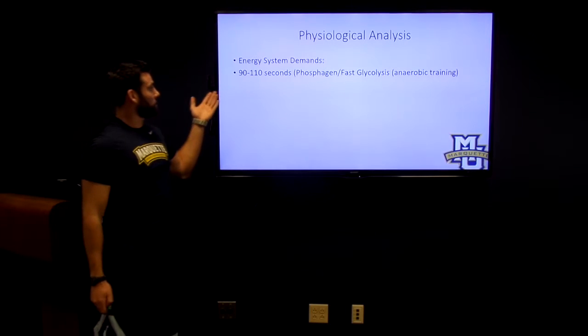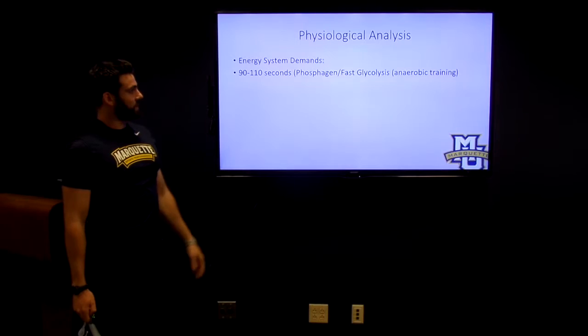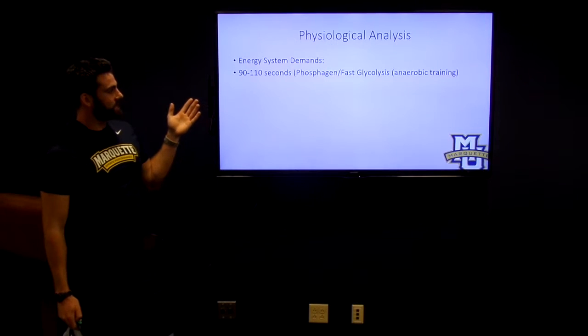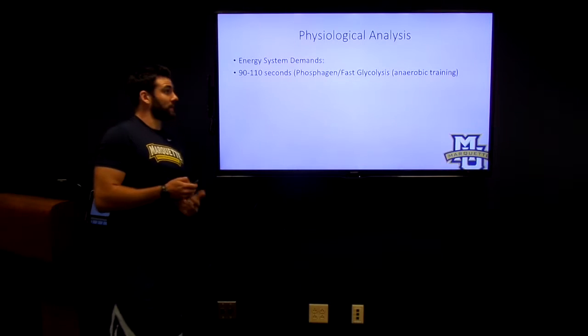So like I mentioned before, canoe slalom lasts anywhere from 90 to 110 seconds, which is going to be using the fast glycolytic system. So we're going to be training the anaerobic system as well as a little bit of aerobic with that as well.